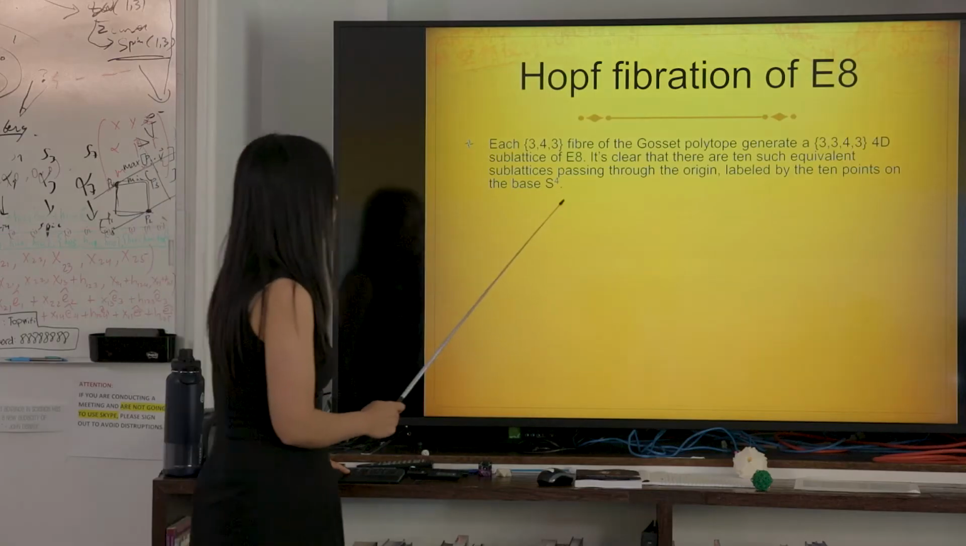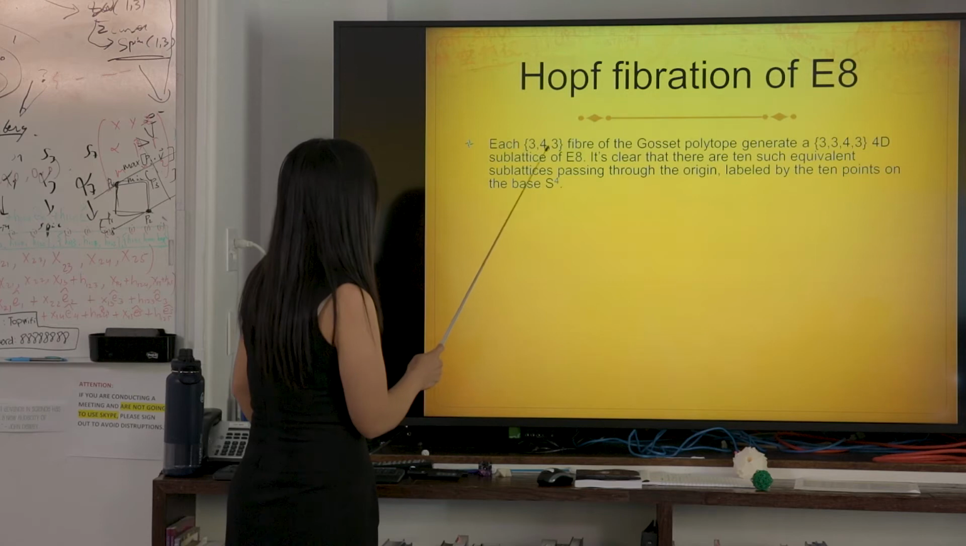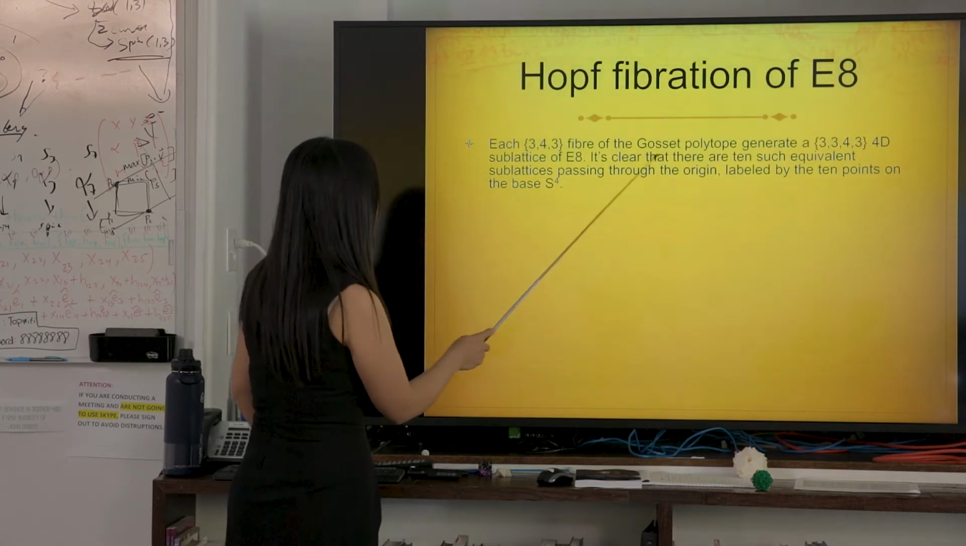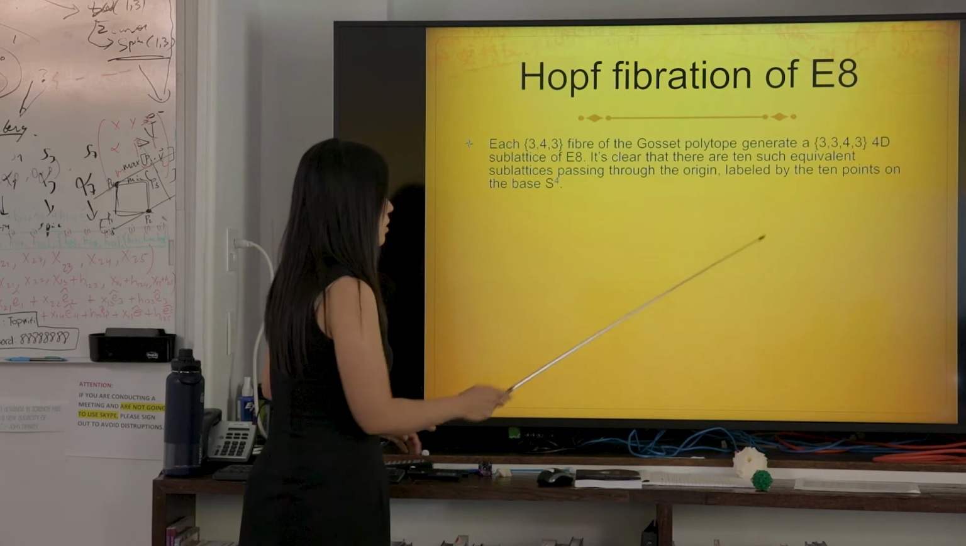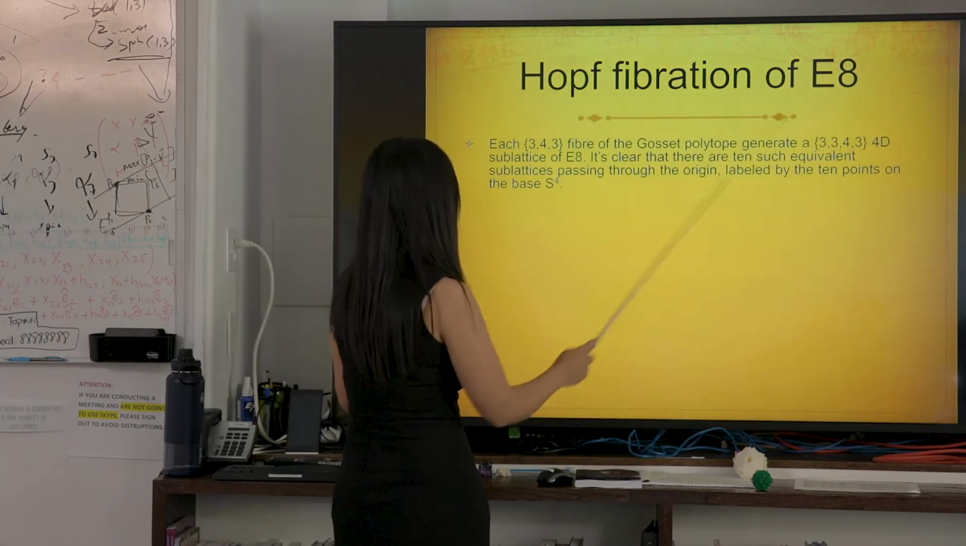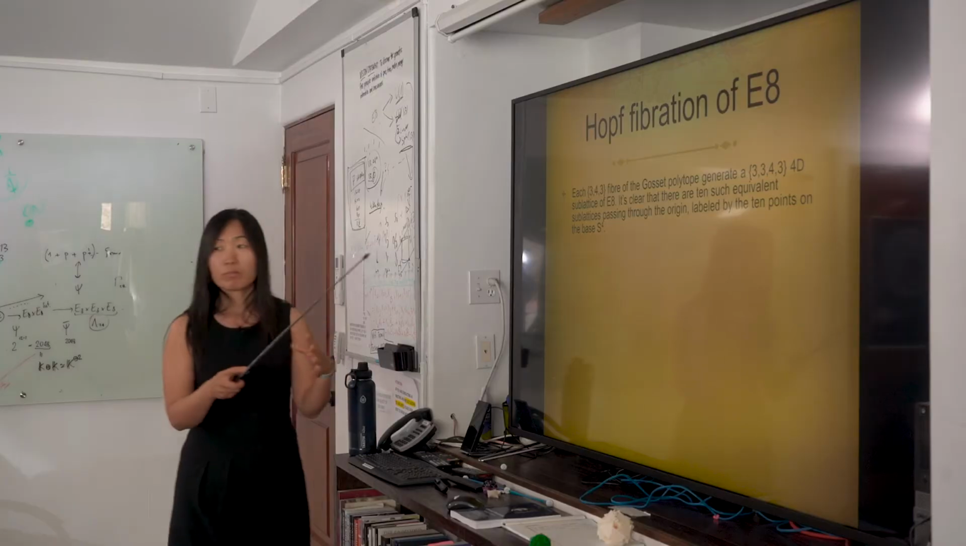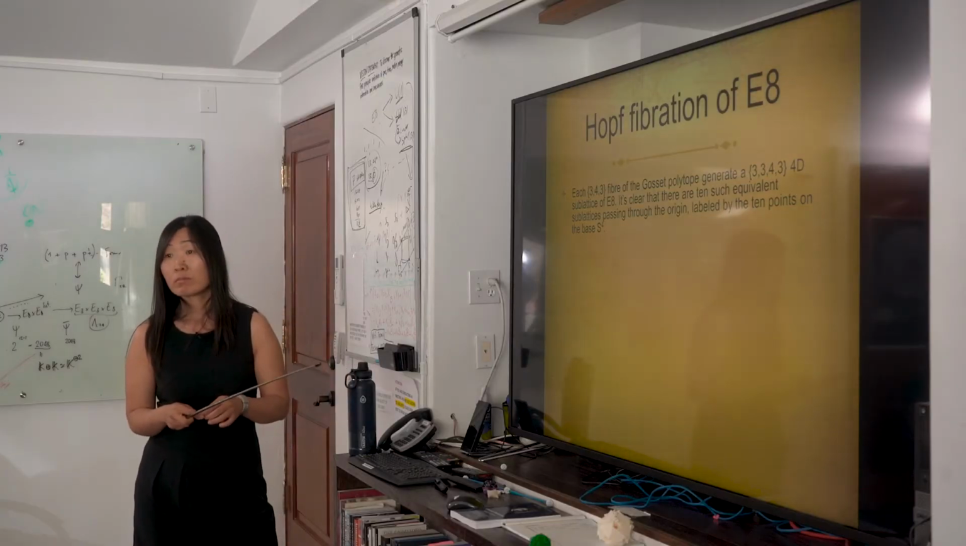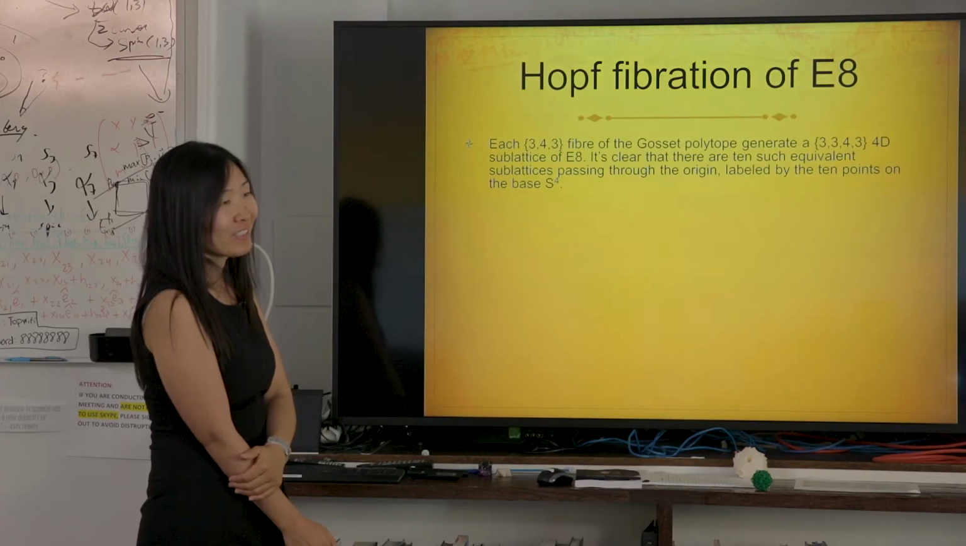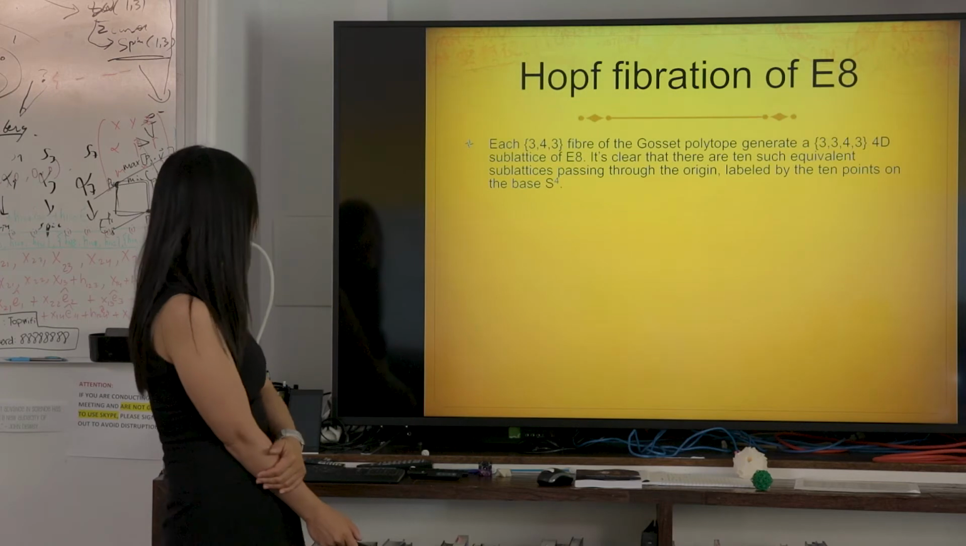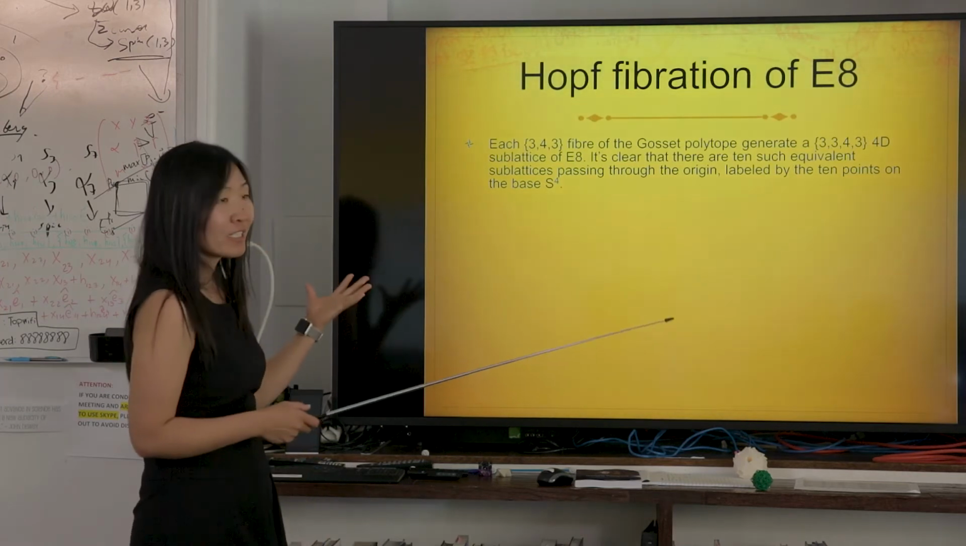Okay, so each 343 fiber of the Gosset polytope would generate a 3343 4-dimensional sublattice of E8. Right, it's named the icosatetrachoric honeycomb. Oh, okay. But anyway, so icosatetrachoric for 24 honeycomb. French? It's English. It sounds like French, but it's English with a French accent. Icosatetrachoric honeycomb. Wow. Yeah, it just comes from Greek, naturally.